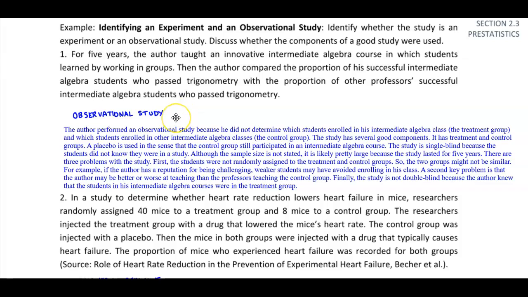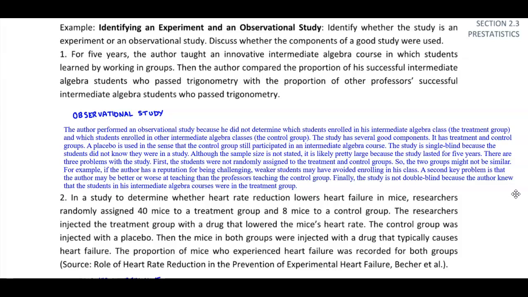This is considered an observational study. The author performed an observational study because he did not determine which students enrolled in his intermediate algebra class, the treatment group, and which students enrolled in the other intermediate algebra classes, the control group.